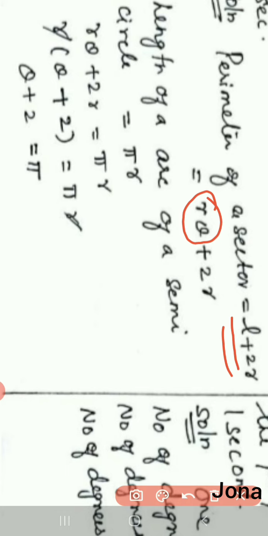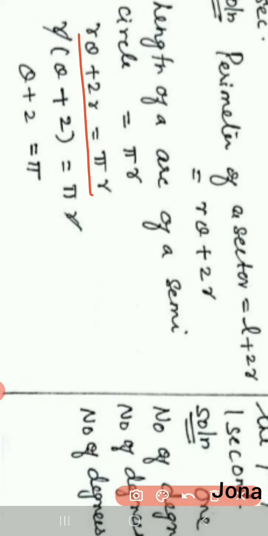And then one more thing is given, the length of the arc of the semicircle is pi r. The circumference of the circle is 2 pi r, but here it is a semicircle, so it is pi r. Both are the same, the perimeter of the sector and the length of the arc of the semicircle. So I want to equate both: r theta plus 2r equal to pi r.